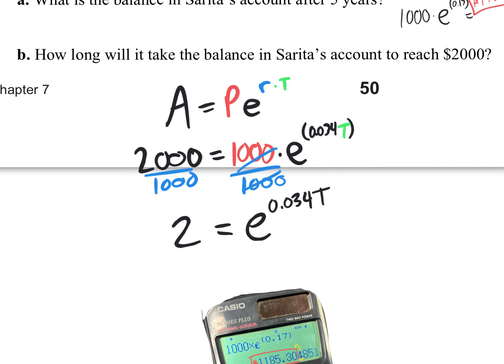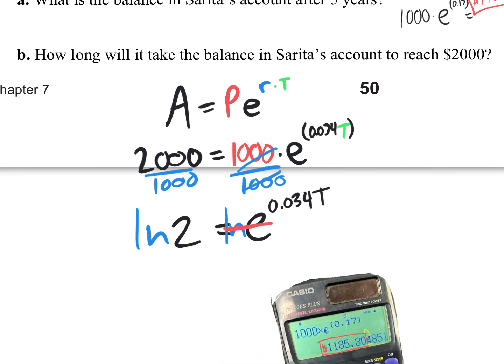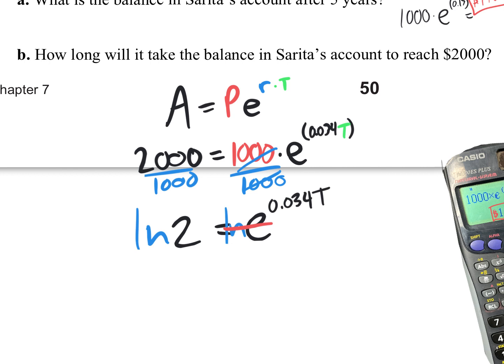So hopefully by now you're comfortable with ln, which is really log base e. I mean, you could write log base e here and log base e there. I'm just going to write ln because that's what we need to do anyway. So ln of e, that eliminates. We're going to have the exponent that drops down as a regular term now, 0.034t equals ln of 2.